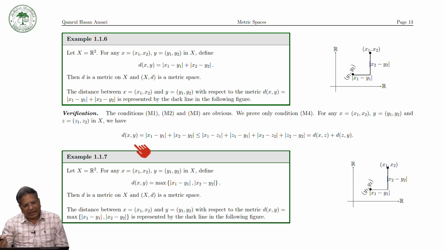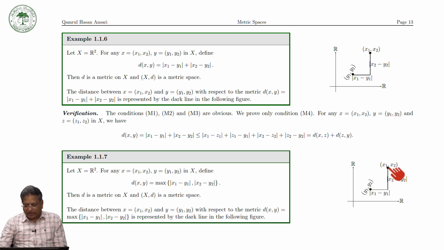Now another metric, the third metric we are defining on the space X equal to R2. How do we define it? Suppose dxy is equal to the maximum of mod of x1 minus y1 and mod of x2 minus y2. If we define the maximum of this, then we will see that this d is a metric on R2. Now what is the meaning?